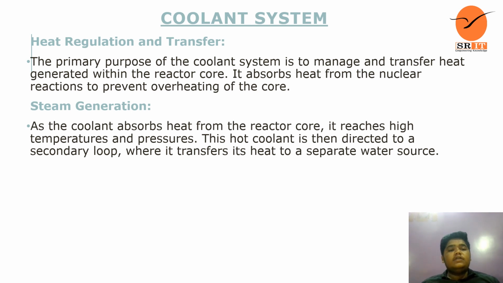Coolant system, heat regulation and transfer. The primary purpose of the coolant system is to manage and transfer heat generated within the reactor core. It absorbs heat from the nuclear reactions to prevent overheating of the core. Steam generation. As the coolant absorbs heat from the reactor core, it reaches high temperatures and pressures. This hot coolant is then directed to a secondary loop where it transfers its heat to separate water sources.